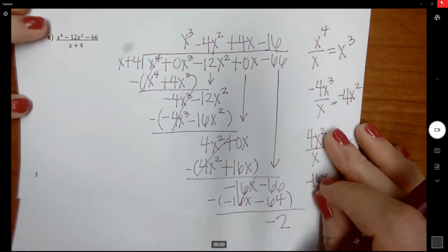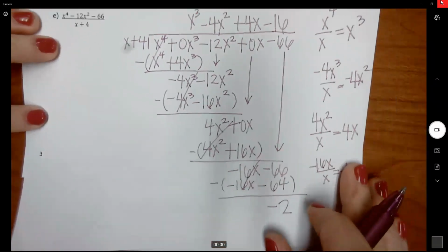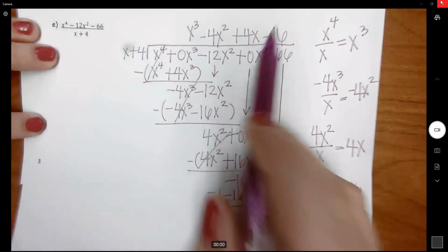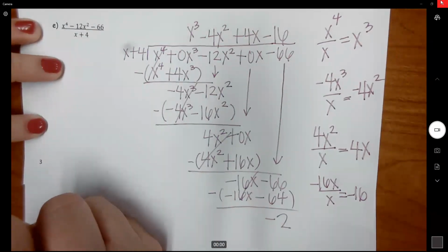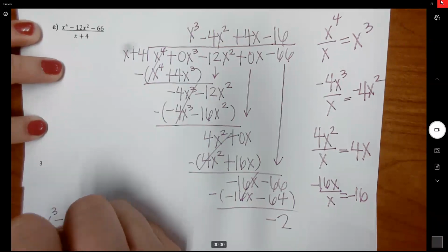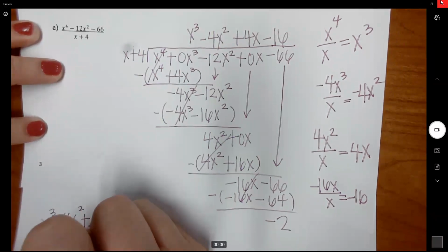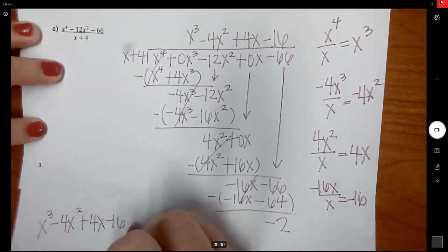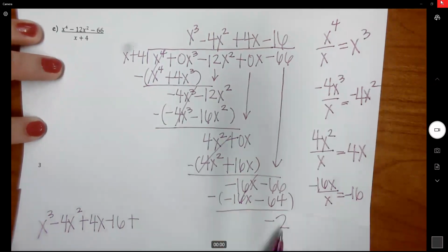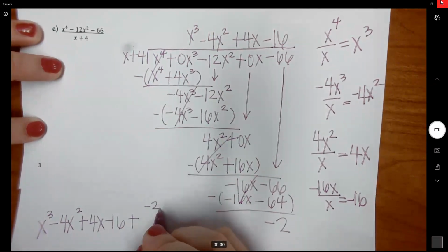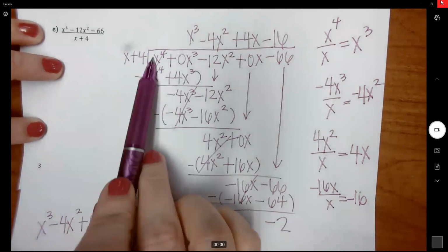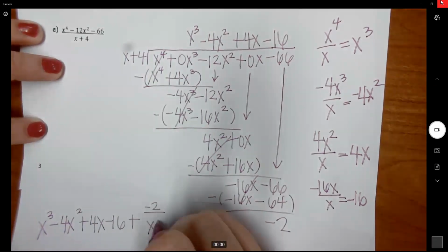So my final answer here is my quotient, x cubed minus 4x squared plus 4x minus 16, plus my remainder, which is negative 2, over my divisor, x plus 4.